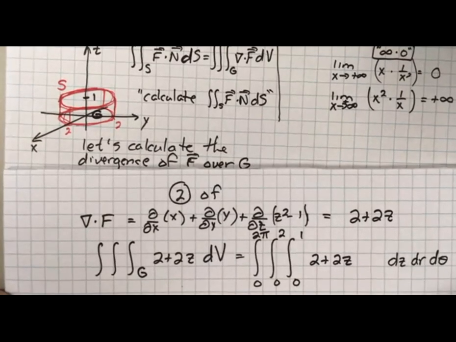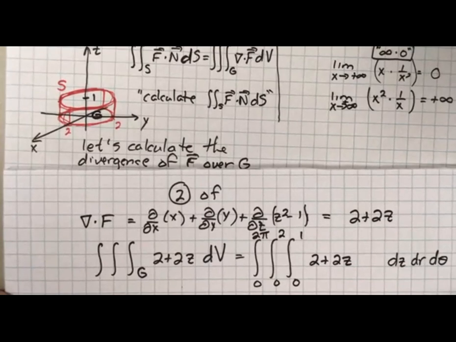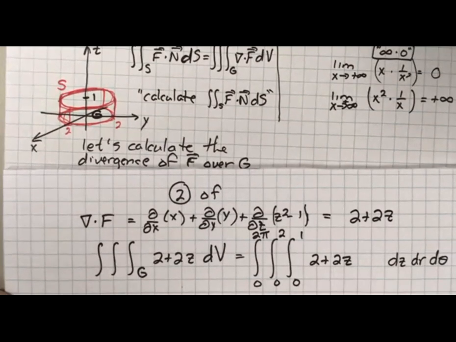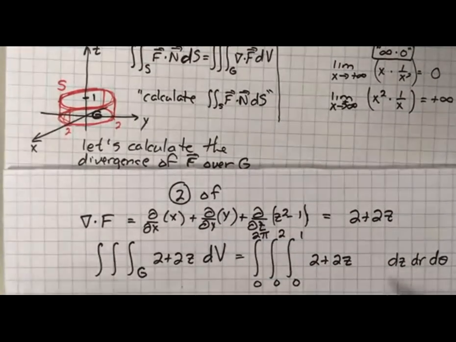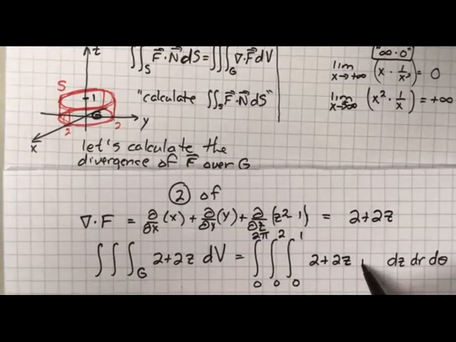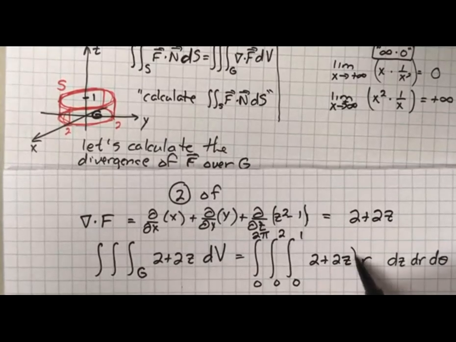So I evaluate and say 2z plus z squared, z value from 0 to 1. I didn't write z equals 0, z equals 1, if I understand what variable I'm substituting into. Oh, wait a minute, what did we forget? We forgot our little r here, didn't we? That's the price of going to cylindrical coordinates.